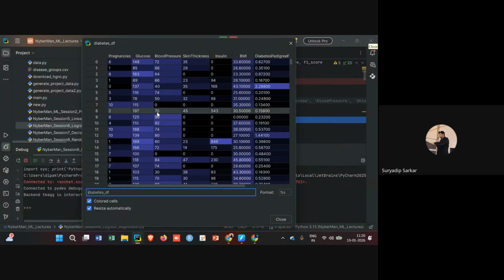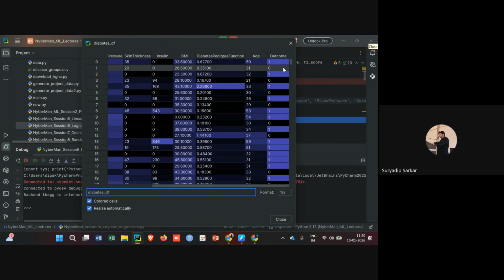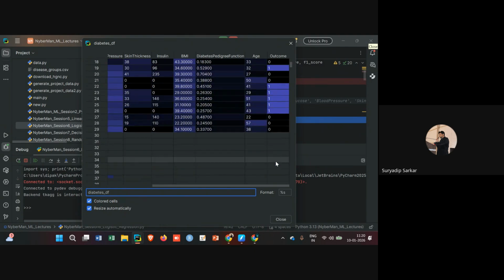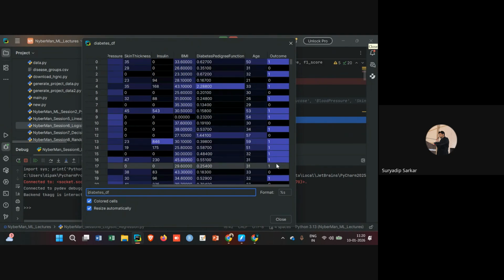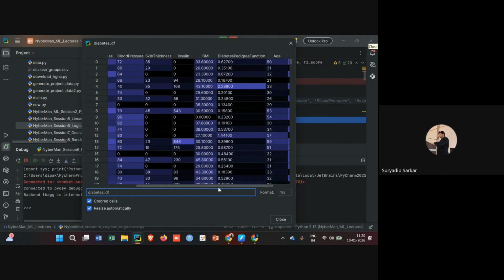Okay. So as you can see, this is your data set. Your target variable is this, which is outcome, obviously. And you can see that there are ones and zeros here. So this is your target variable. All the rest of them are nothing but features.